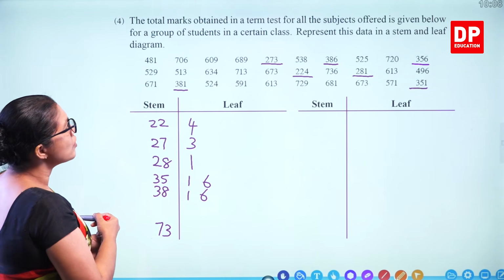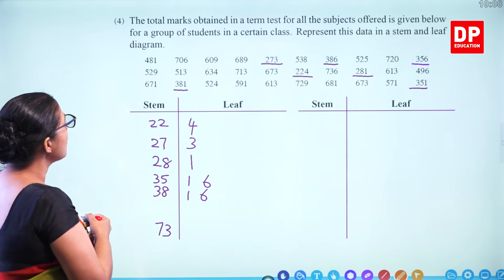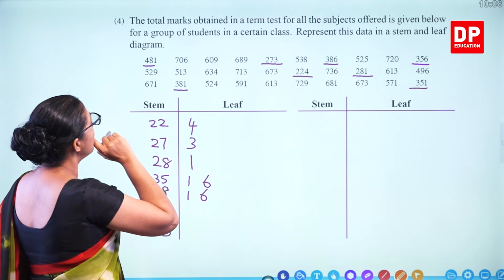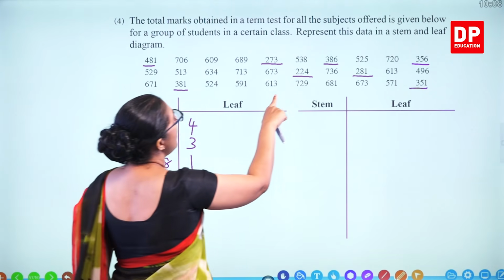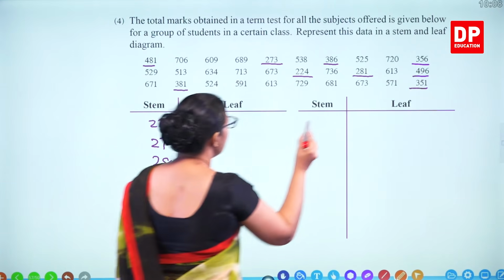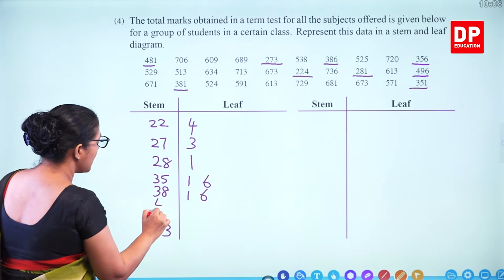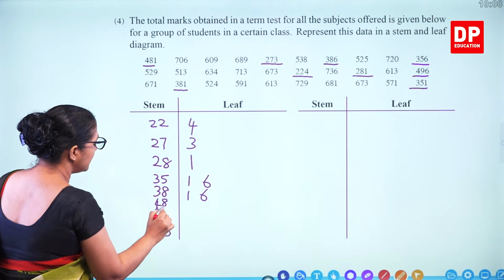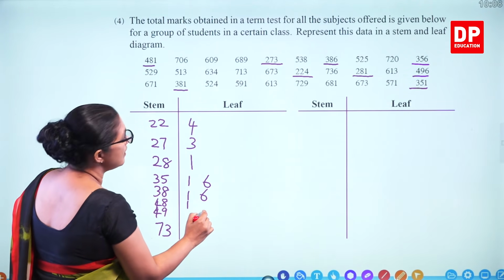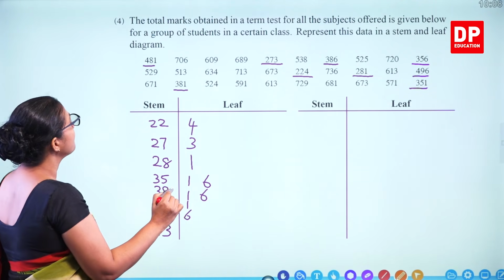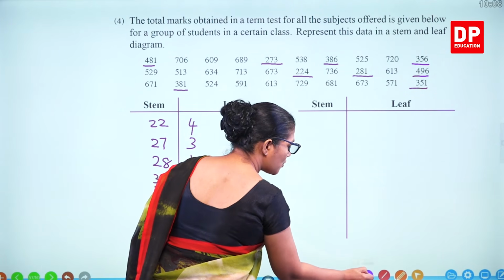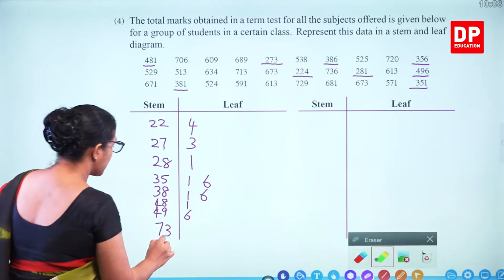We mark now 40s. 40s we get 48. 48 we have and 49. So 48 and 49. 48 we have 1, 49 that's 6. Then 50s, I'll erase this one because we need to mark the other numbers.